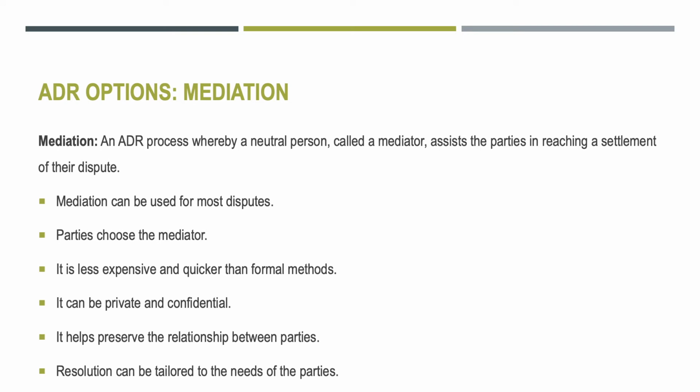Now we're going to move to looking at mediation. Mediation occurs when the two parties bring in a neutral third party that they both agree on to help them reach a settlement of their dispute. In mediation, the third party doesn't make a decision. They merely help the two parties to find a solution.